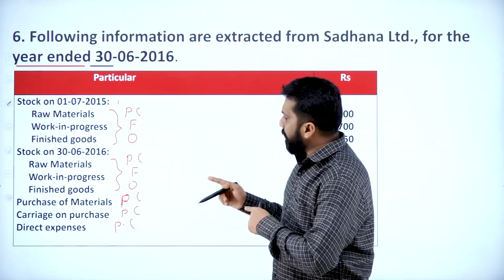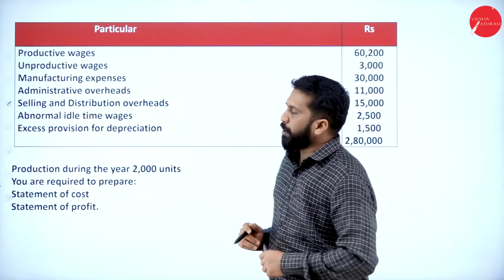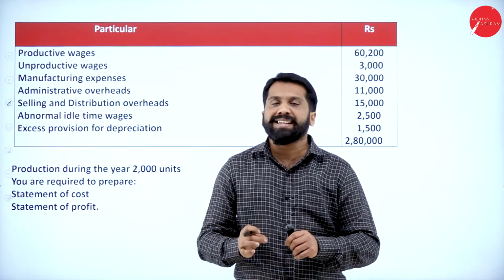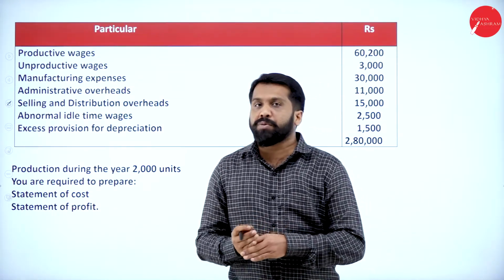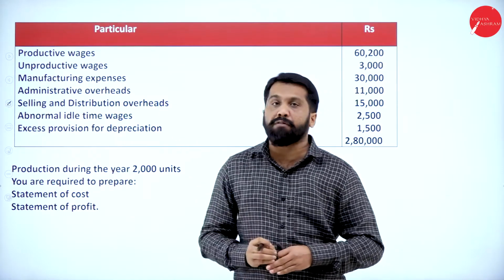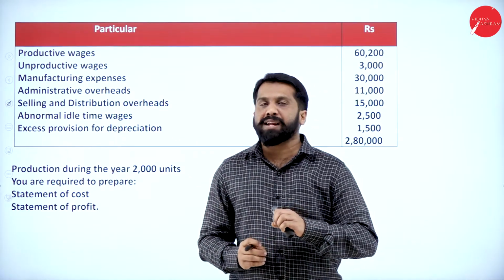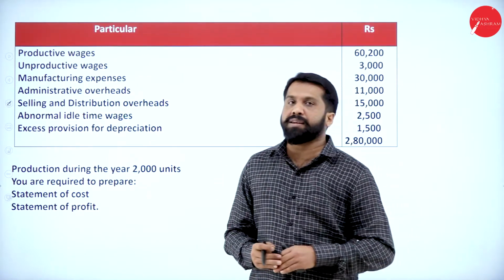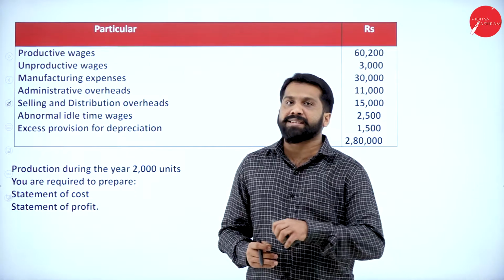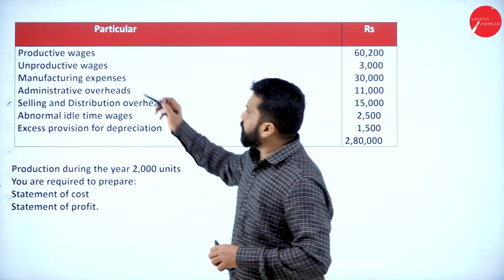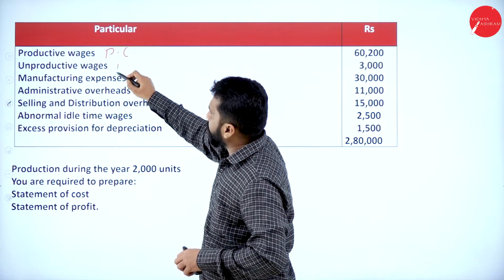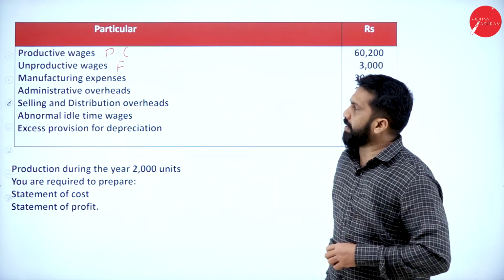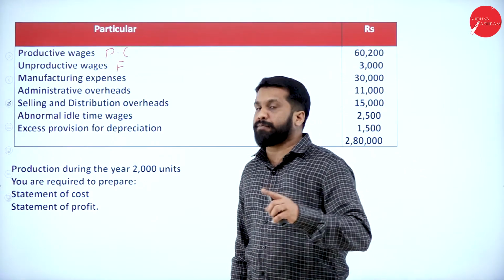Now, the next thing, productive wages and unproductive wages. Remember, do we have anything about wages? No. Productive means direct wages. Unproductive wages means indirect wages. The person involved in the work of production, we call it productive wages. Unproductive wages are nothing but your indirect wages. So where does it come? Factory. Productive will be your prime cost, and unproductive will be your factory overhead. Then manufacturing expenses. Manufacturing comes under factory.